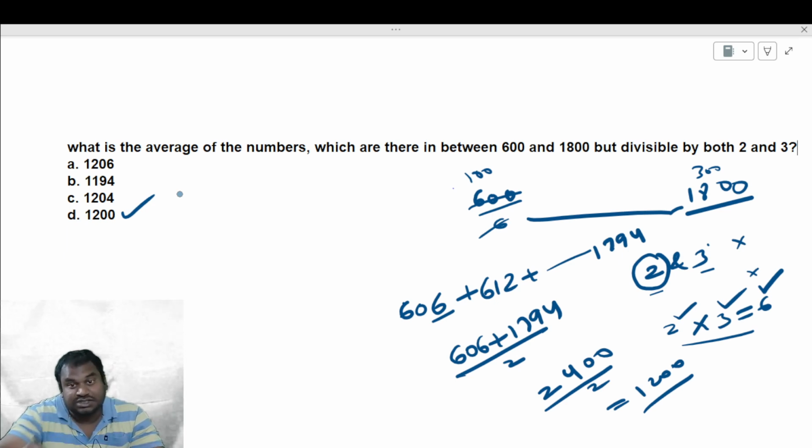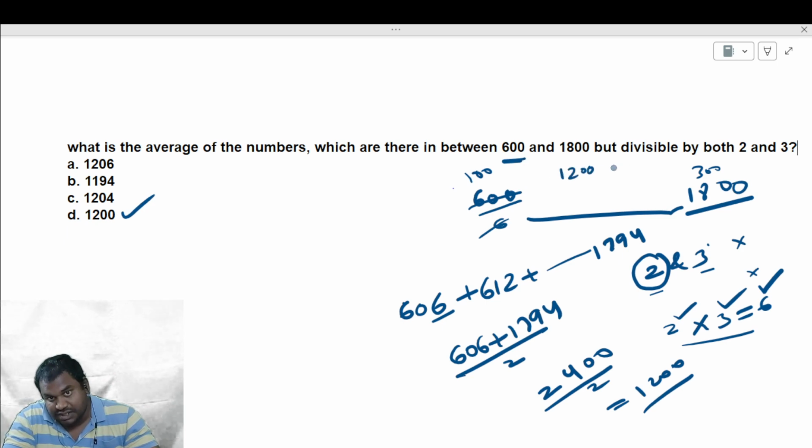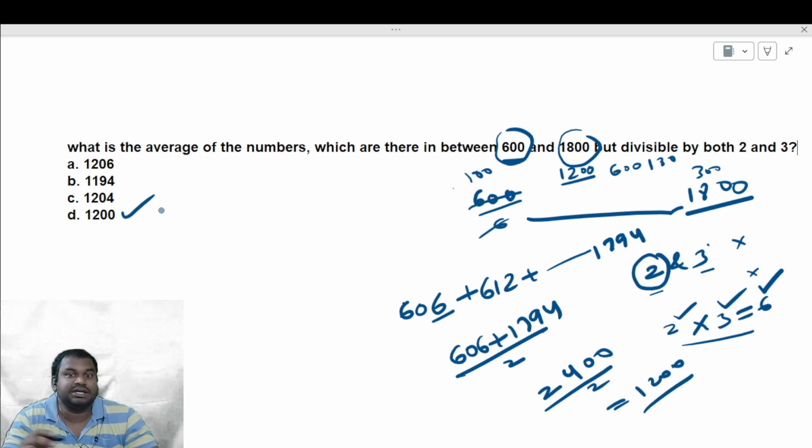Or else you can say directly also, C. 600, you add 600 to 600, you will get 1200. Again add 600, you will get 1800. So this 1200 is exactly at the middle of 600 and 1800. That's why you can directly take it. I told you, the middle number can be taken as an average. Okay.